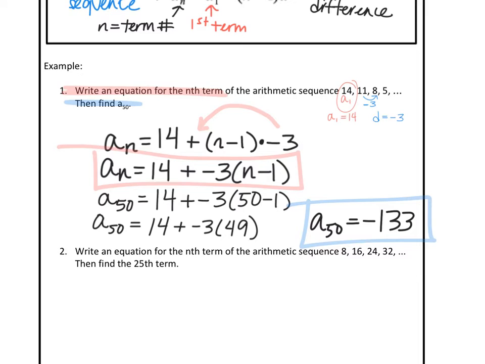So what's the equation and what's the term I'm asking you to find? Each part of these questions have two parts. Equation, term number. First term is 8. This is A1.